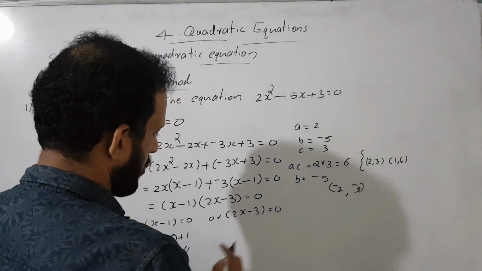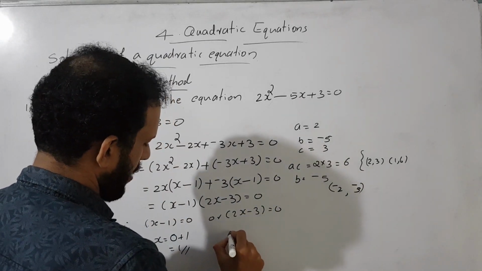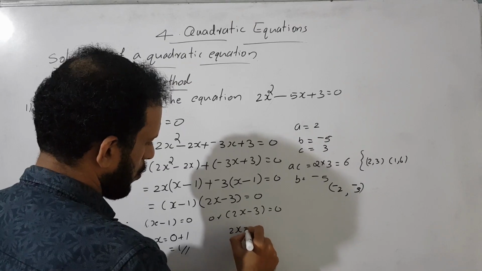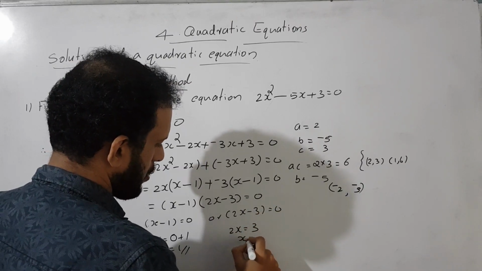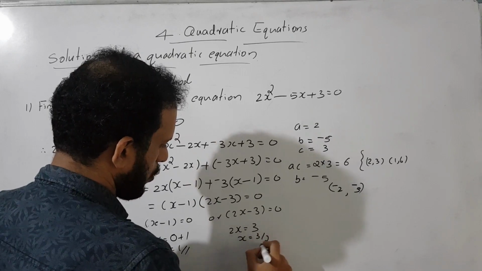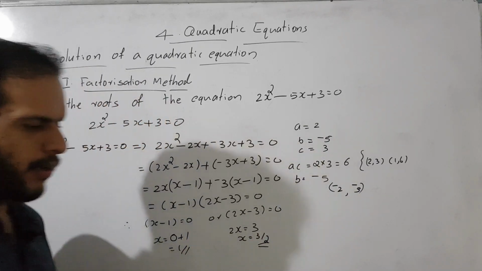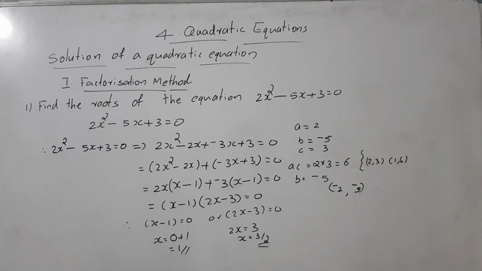And 2x minus 3 is equal to 0. What is x? 2x is equal to 0 plus 3. 0 plus 3 is 3. X is equal to 3 by 2. Then what you got it now? We got the two values for x. What are they? X is equal to 1 and x is equal to 3 by 2.